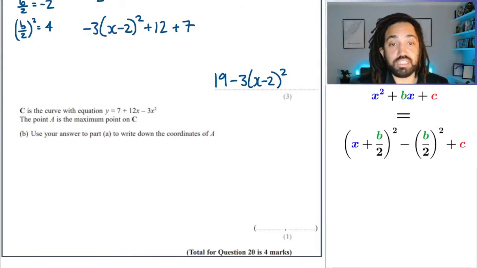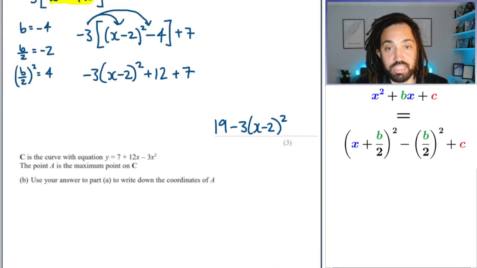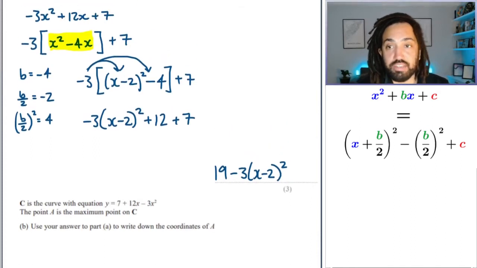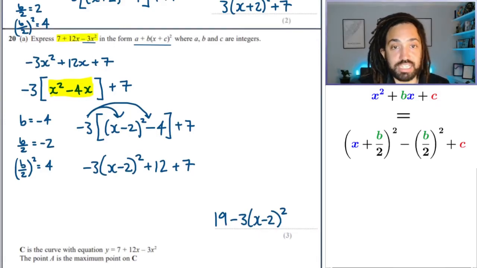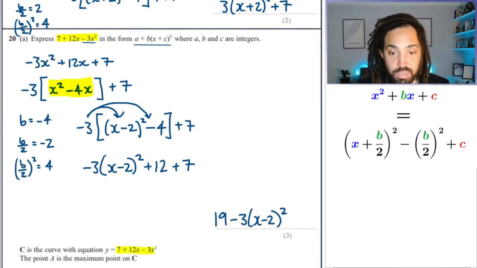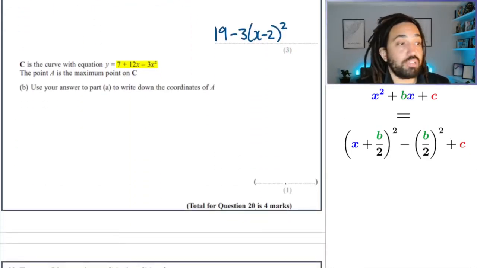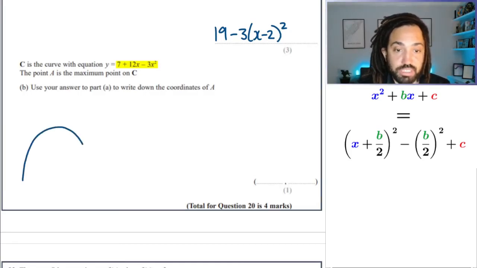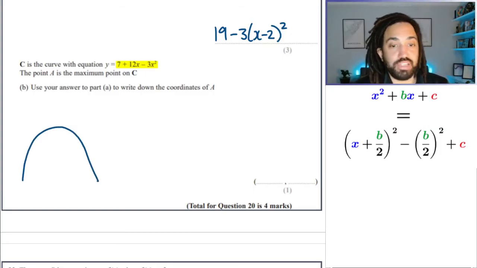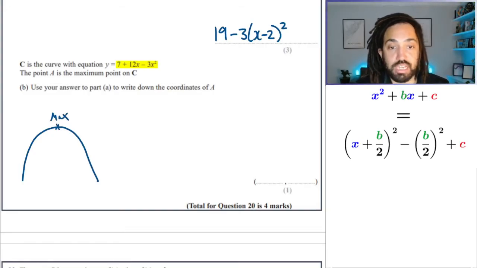Okay, so now it says that the curve C has this equation and it has a maximum point. Use your answer to part A to write down the coordinates of A. Okay, so just to double check, the thing that we completed the square is exactly the same as the equation of this curve, as you kind of would expect. Okay, so this is a negative quadratic, so it's going to have this shape to it, and there will be a maximum point there at the top of the curve.